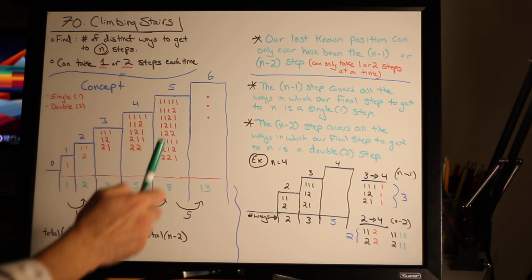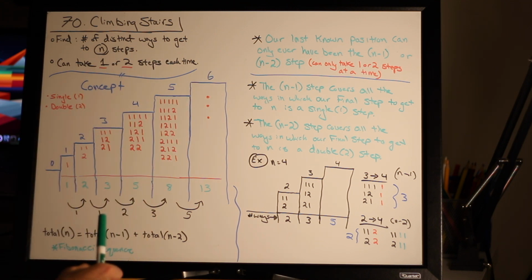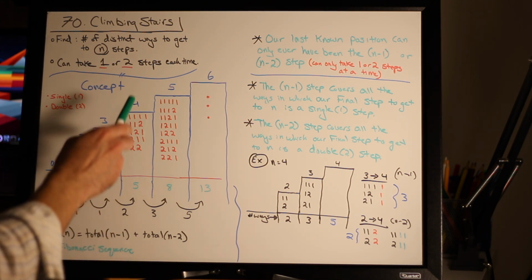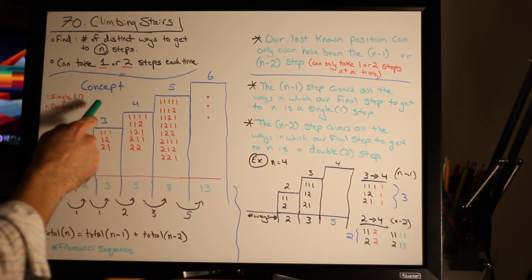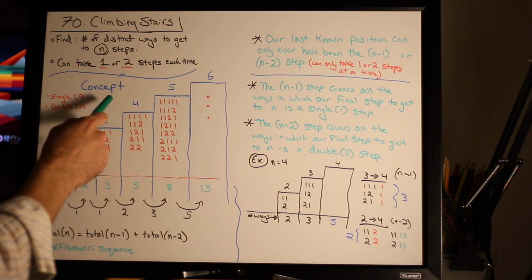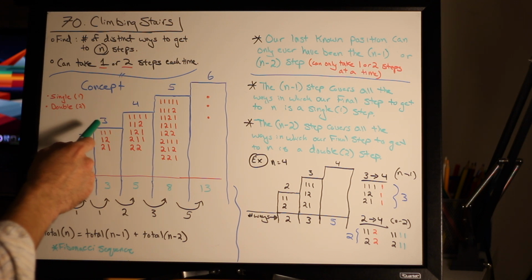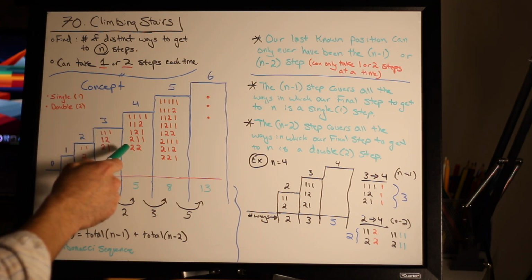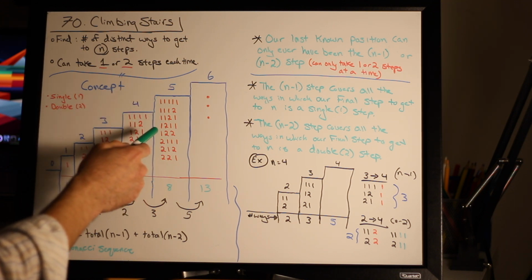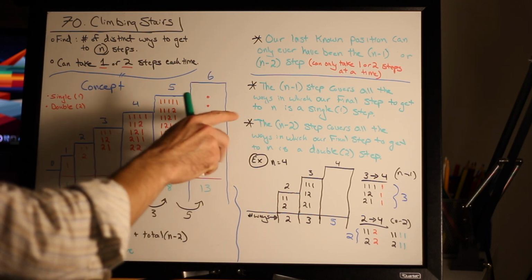The first point is our last known position can only ever have been the n minus 1st or n minus 2nd step, and this is because we can only take 1 or 2 steps at a time. If n was equal to 5, the only 2 places where we could have come from are either the 4th step or the 3rd step, because these are the only positions where we could have taken 1 or 2 steps to get to 5, or n. The next two are connected.